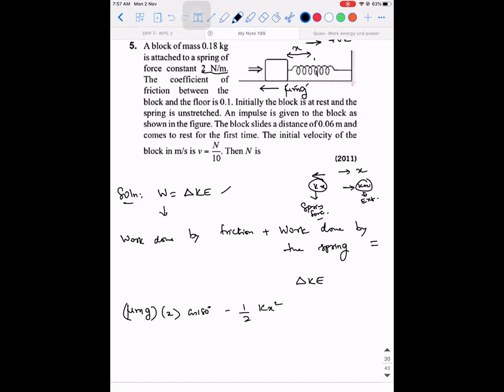Minus half kx square. That's why I told work done by the spring, because the spring is trying to oppose. That is the reason why the block is actually coming to rest. So that is the work done by spring, not the external force. It is equal to, what is the change in kinetic energy?